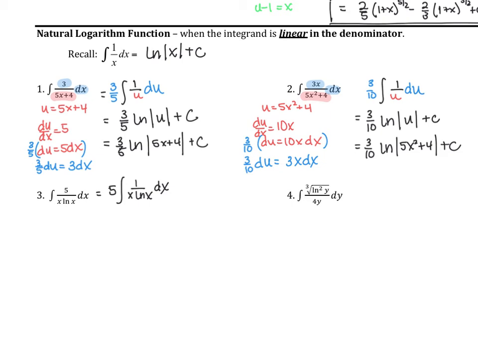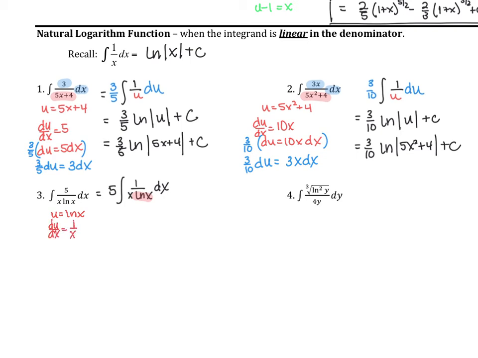What do you think we should let u be? Well, if you said we should let u be the natural log of x, you would be correct. That is what I think we should let u be. So let's let u equal the natural log of x. Here's why I think that's important. If u is the natural log of x, what is the derivative of u with respect to x?